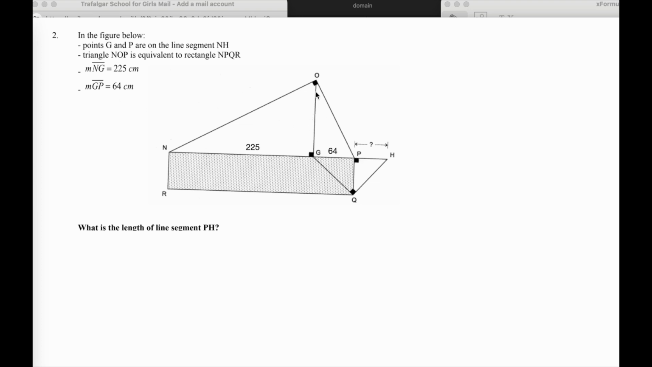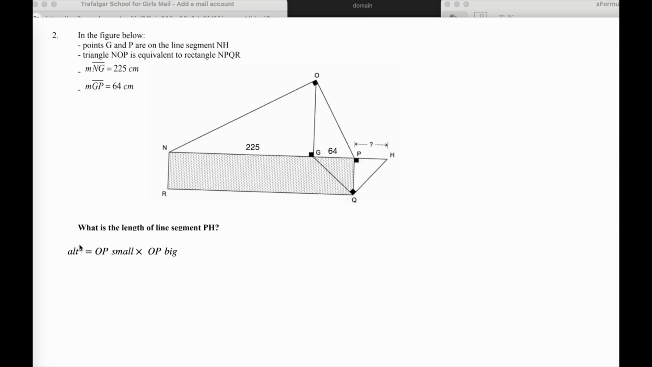We want to find the altitude of this triangle in order to figure out its area. Once we know the area of the triangle, we know the area of the rectangle. Once we know the area of the rectangle, we can figure out the height, NR, which is the same as PQ. And that's the altitude of this triangle. Once we know the altitude, we can then figure out HP.